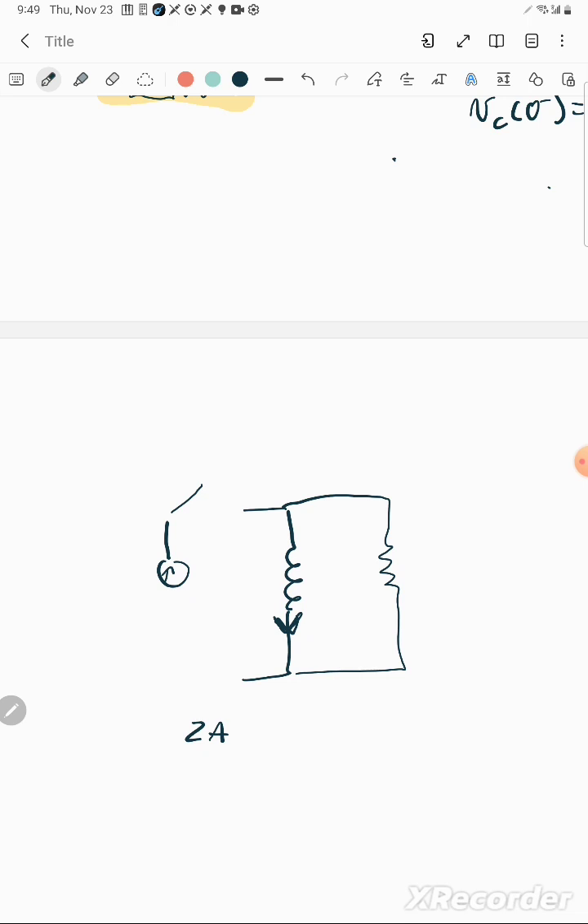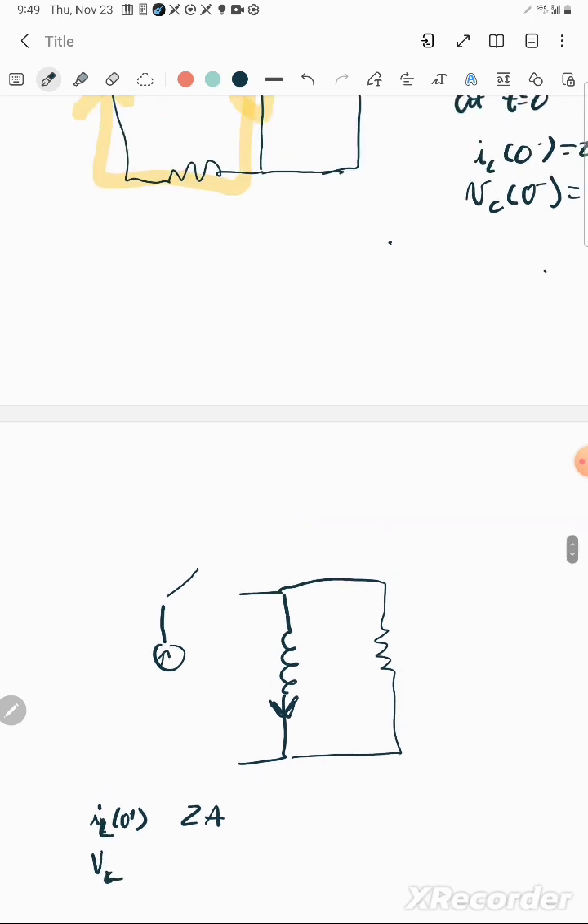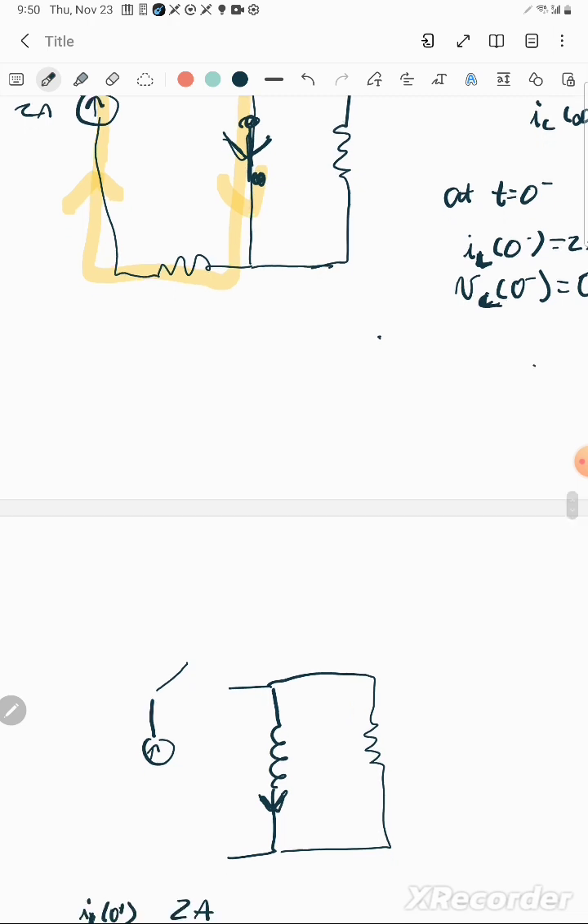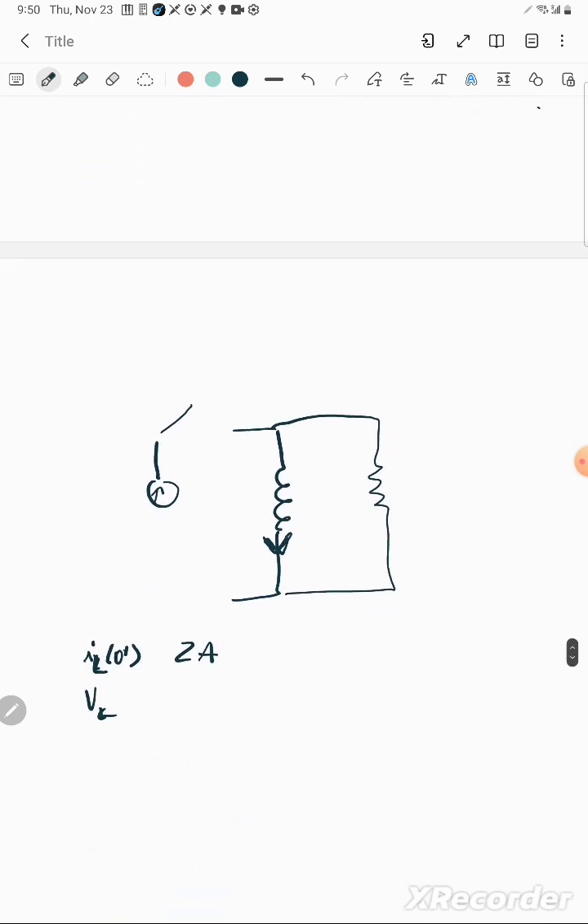Now what's going to be different, so this is IL of 0 plus. What's going to be different is VL, not VC, IL. And did I do that on the first? I did C instead of L on the first video. I'm so used to saying VC and IC. So this is L. L for inductor. I don't know why L is for inductor. But anyway.